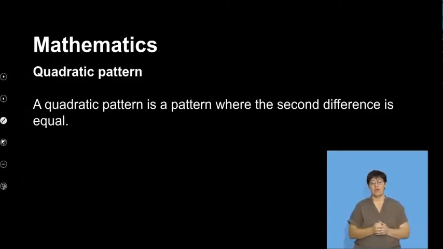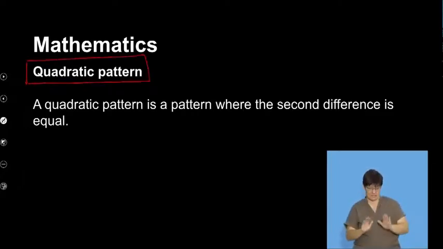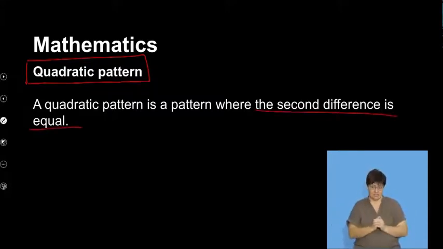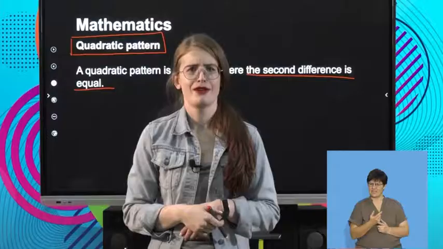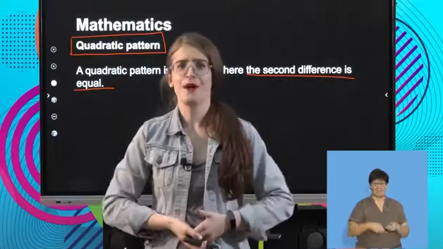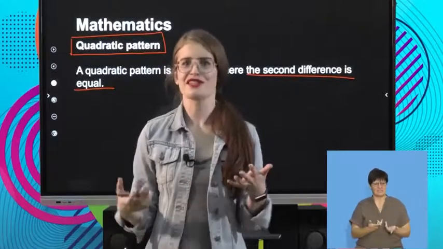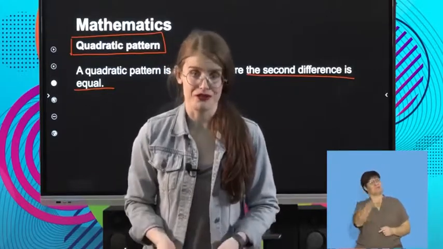So we are now going to be looking at something called a quadratic pattern. I've already discussed linear patterns, but now we are going to be talking about quadratic patterns. A quadratic pattern is a pattern where the second difference is equal. So now you're probably going to be thinking to yourself, what is the first difference and what is the second difference? And what's the difference and why do I need to know the difference?